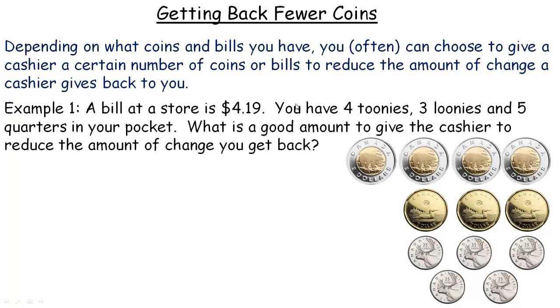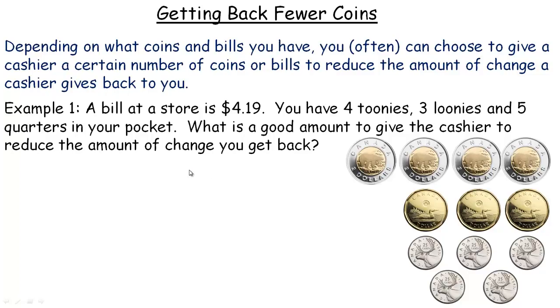I'm going to take a look at three examples altogether, one on each of these pages. The first one says a bill at a store is $4.19. You have 4 toonies, 3 loonies, and 5 quarters in your pocket. What is a good amount to give the cashier to reduce the amount of change you get back?